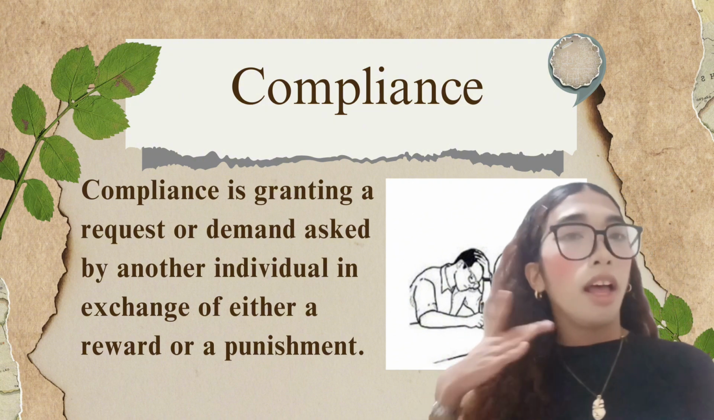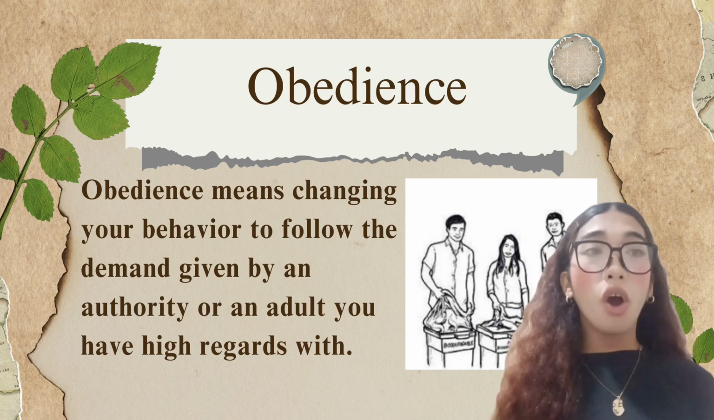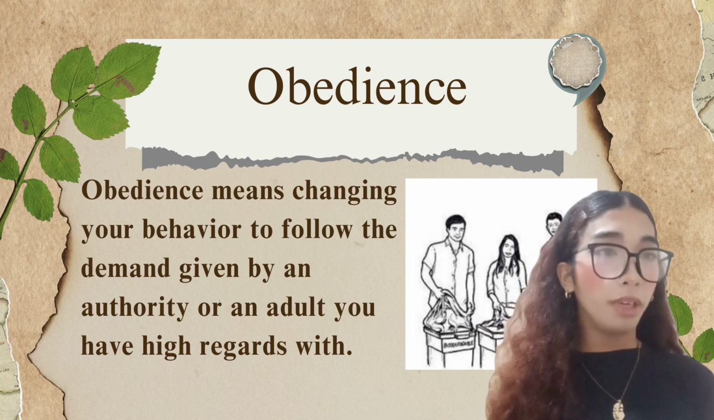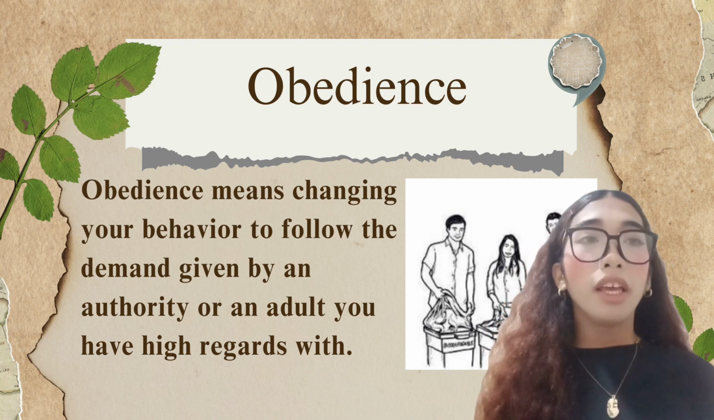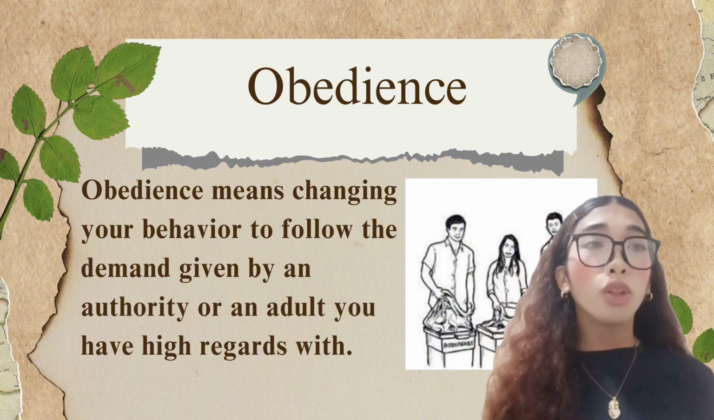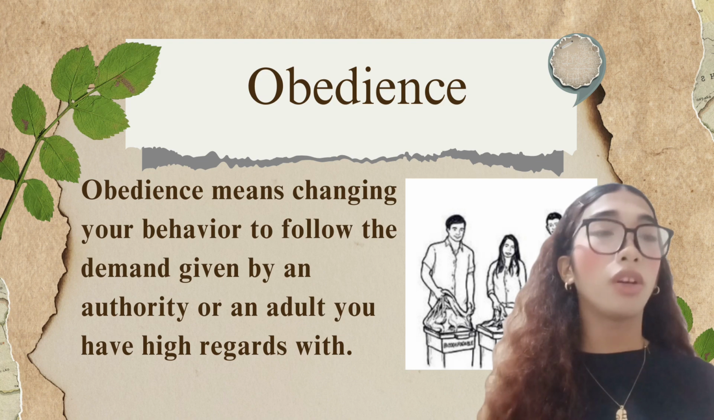And the last one to discuss is obedience. Obedience is the act of following orders or instructions from an authority figure. One of the classic examples of obedience is the Milgram experiment, where participants were instructed to administer electric shocks to another person under the direction of an authority figure, even though they believed it was causing harm.